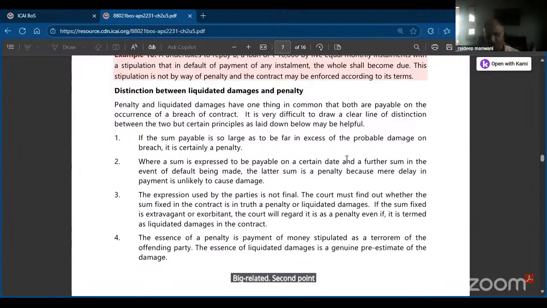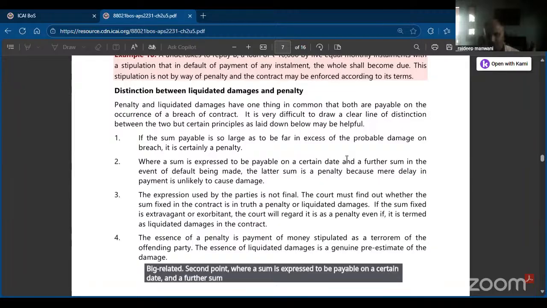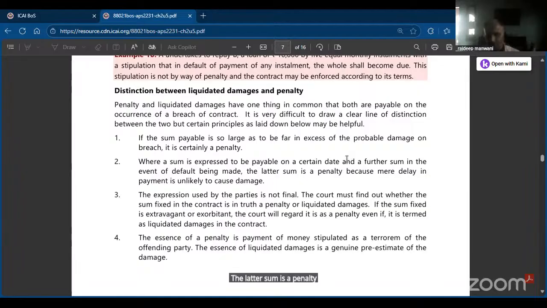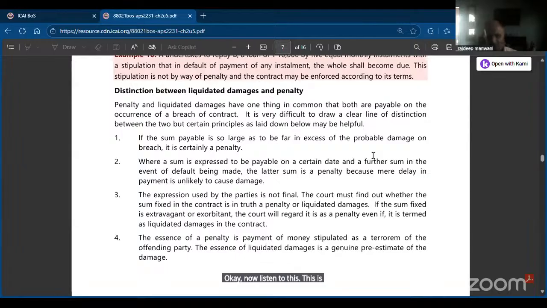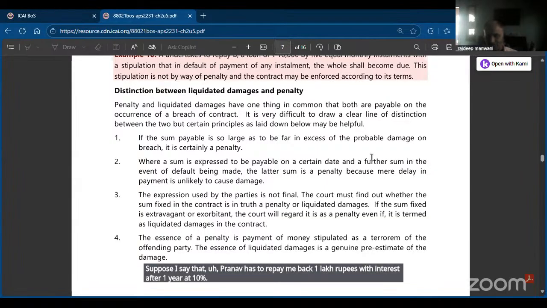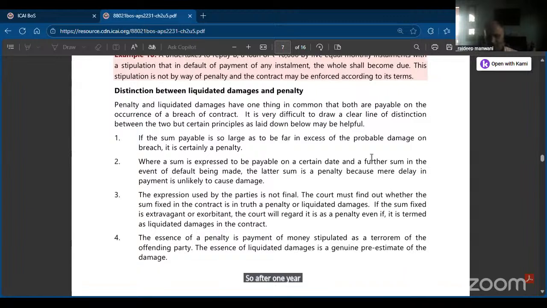Second point: where a sum is expressed to be payable on a certain date and a further sum in the event of default being made, the latter sum is a penalty because mere delay in payment is unlikely to cause damage. Now listen to this, this is a very interesting point. Suppose I say that Pranav has to repay me 1 lakh rupees with interest after 1 year at 10%. So after 1 year, he has to return 1 lakh 10,000.